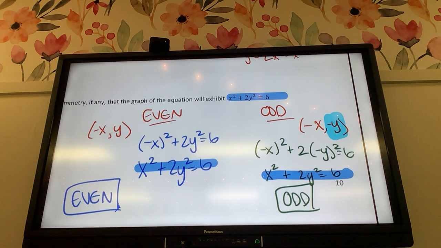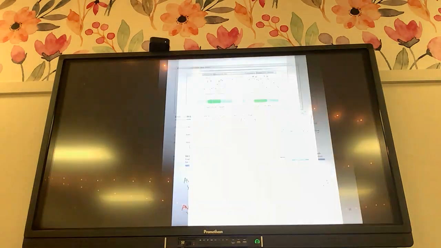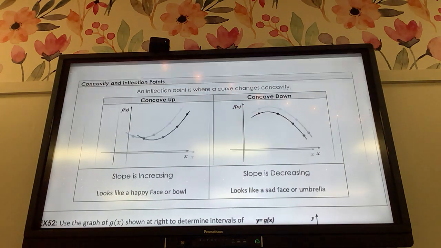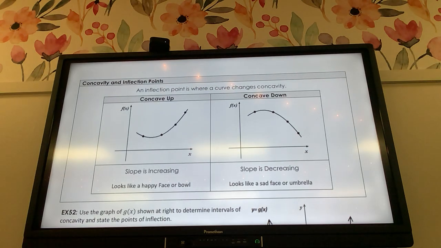Pause where you're at, it's okay if you are not done. I want to talk about concavity and give you some time to work on that.